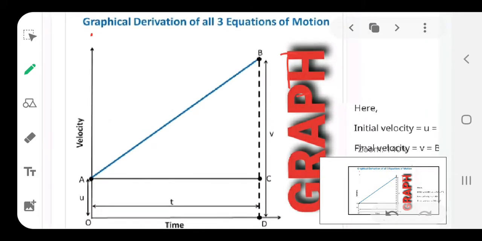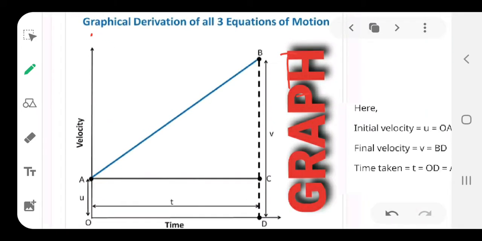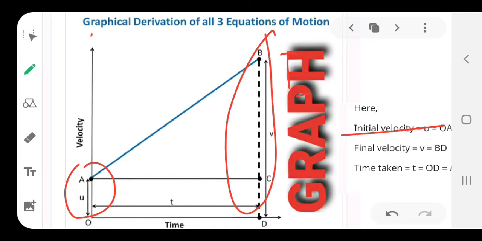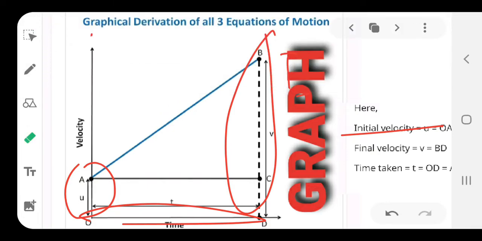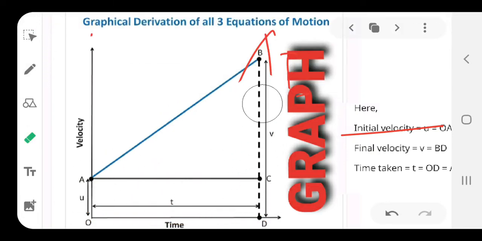The graph is constant for all the three, so make sure you draw the graph properly and know about the data. As I have told you, the initial velocity is OA, the final velocity in this figure is BD, and time is taken on the x axis. As we read about all these things one by one, you should know about that.